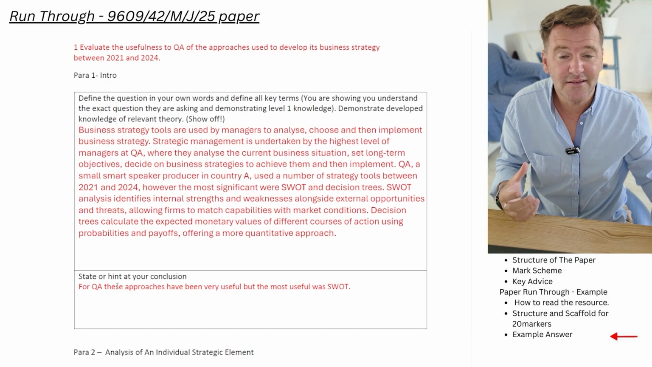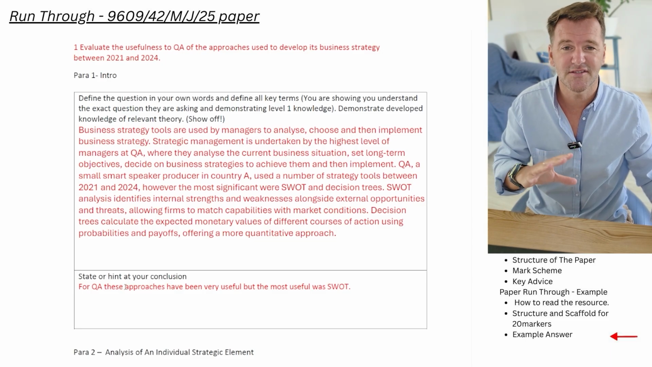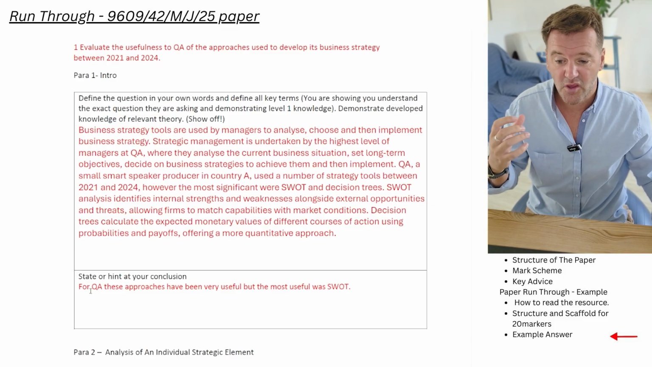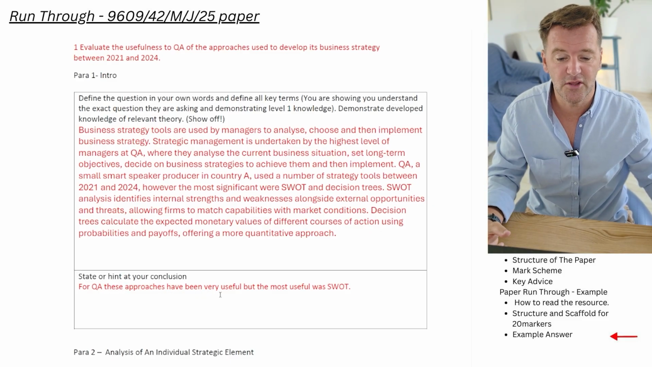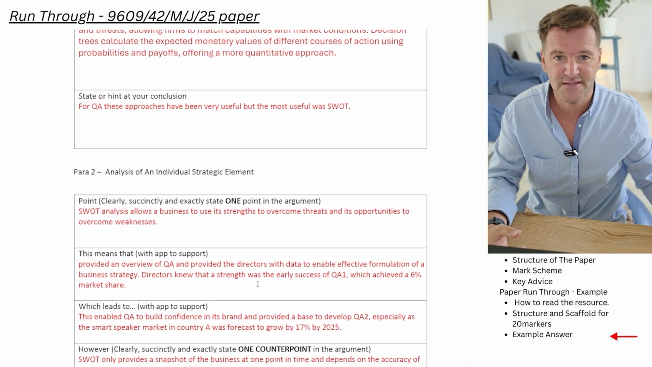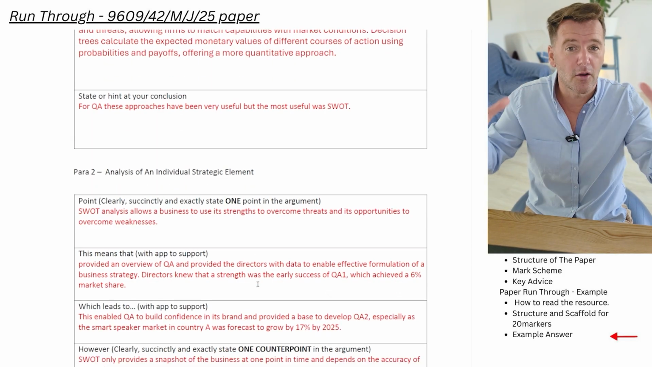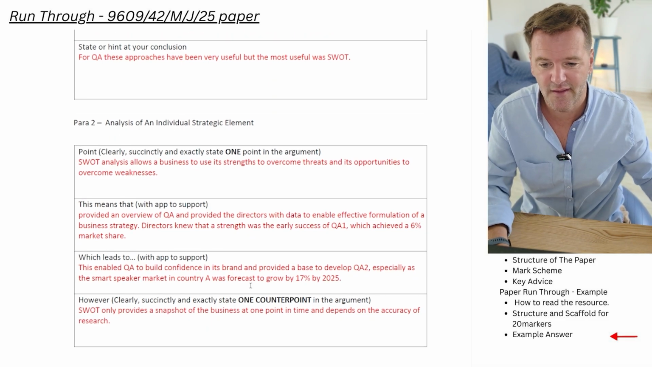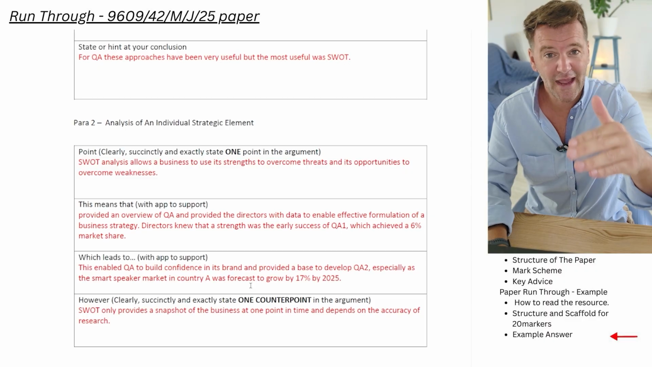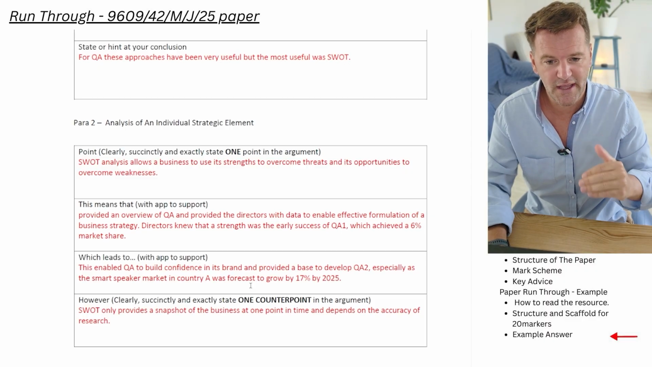Then I like to give the conclusion so no one can say I haven't done it. Some people don't like it, leave it to the end, but I think it's nice just to nail the marks. So for QA, these approaches have been useful, but the most useful was SWOT. That's what I'm going to try and prove in the essay, along with, remember, saying the overall strategy, because we need that in there as well. So now I'm going to talk about an individual strategy, and I go through with counterbalance, the good side of SWOT and the bad side.